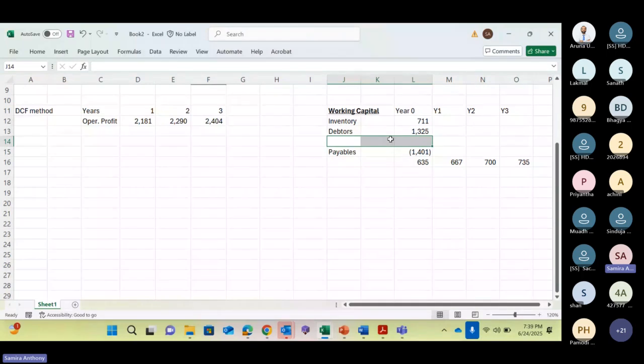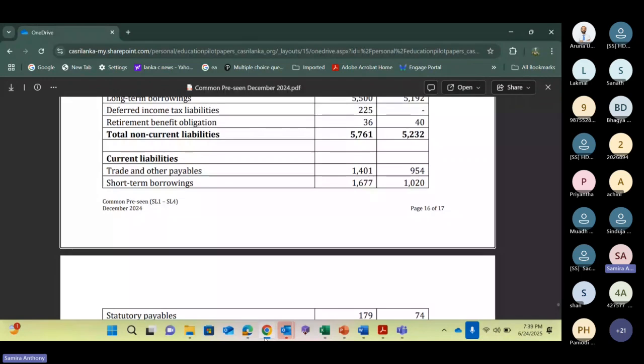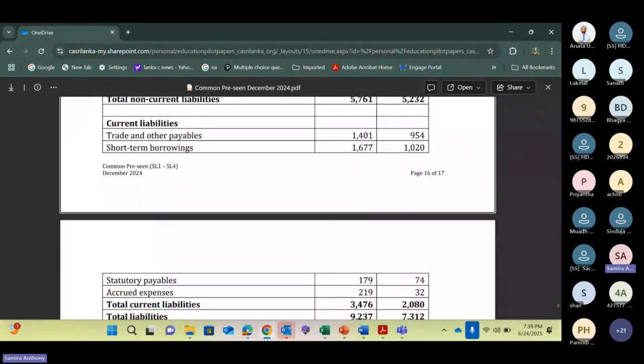For example, if you take this balance sheet, you have to write down your assumption. Working capital requirement is how much cash I need to run the next year. Here you have trade payable, short-term balance payable, statutory payable. This is part of working capital. Accrued expenses are also part of working capital, but generally as a practice we ignore them, because we assume those do not happen continuously.